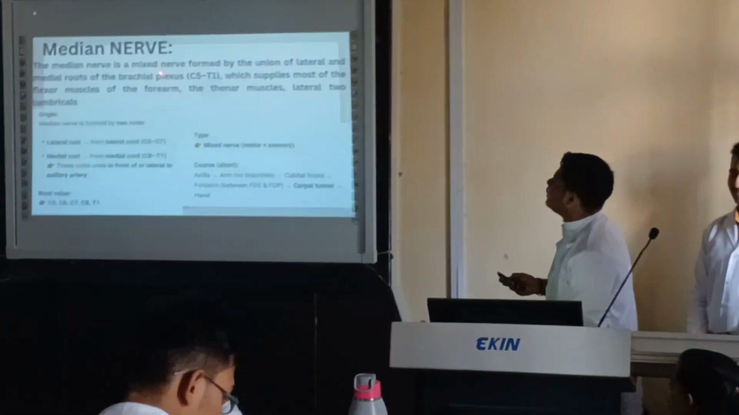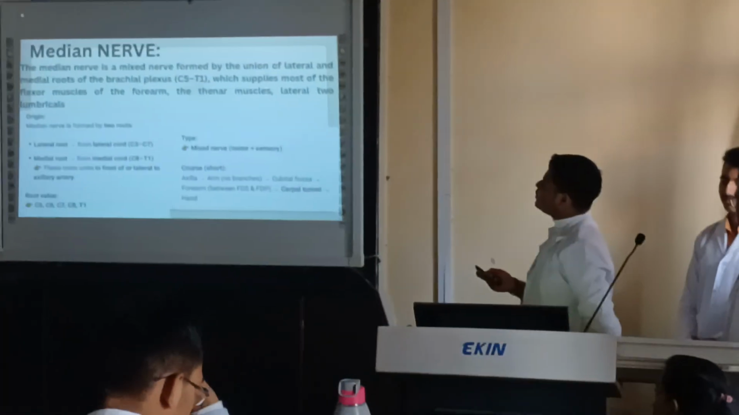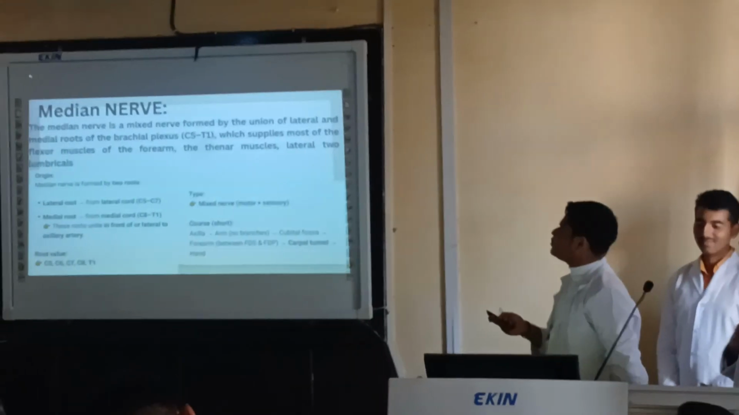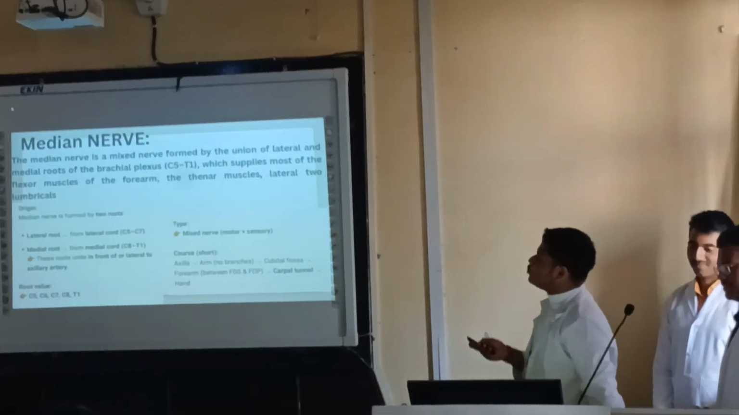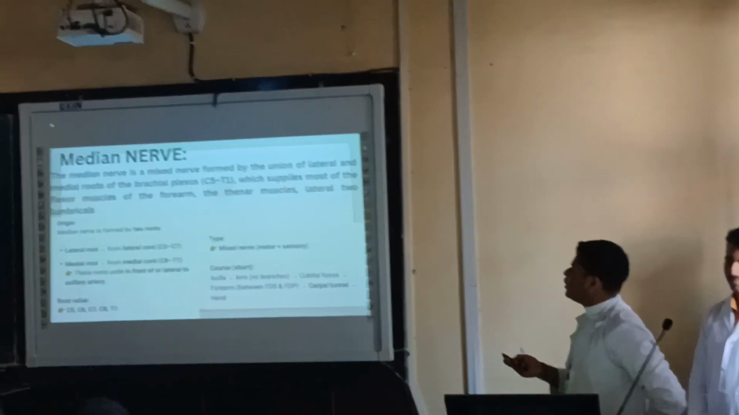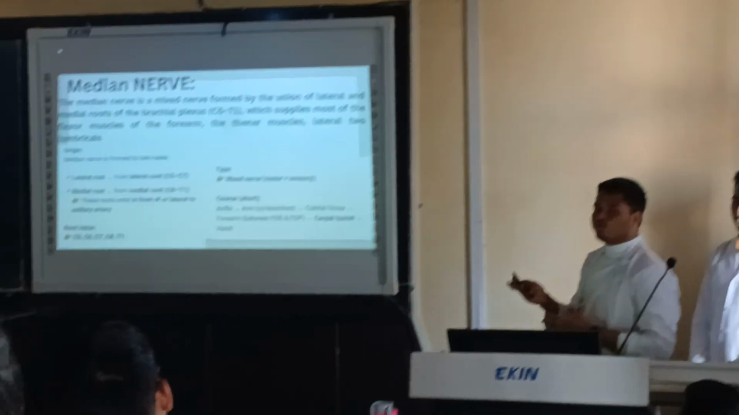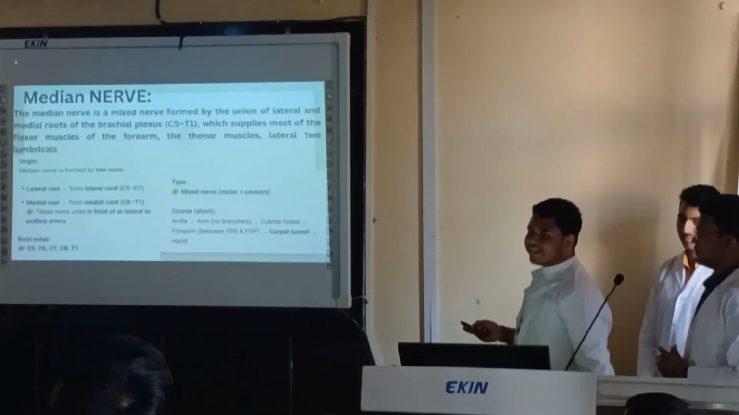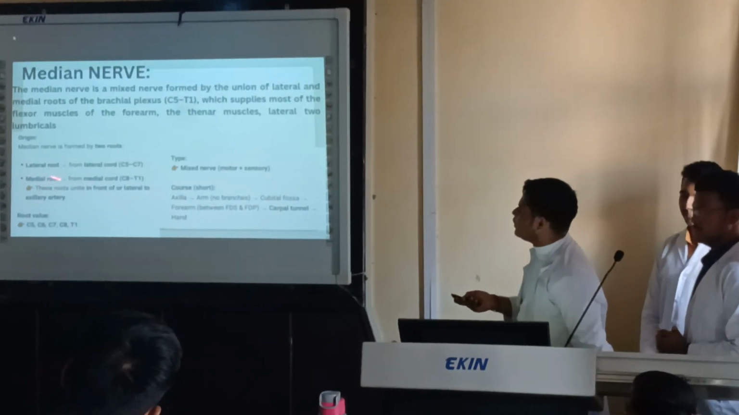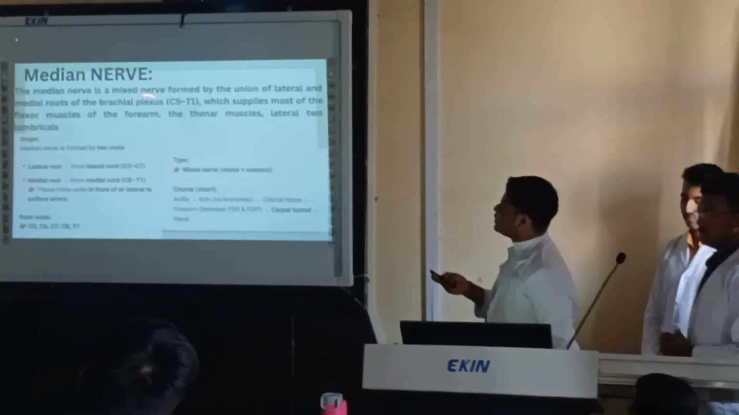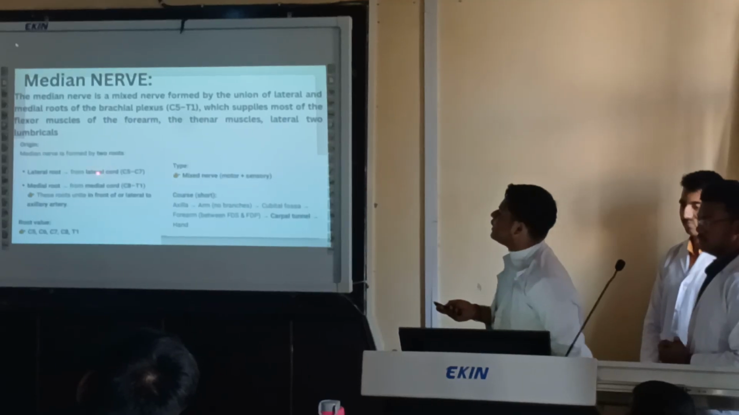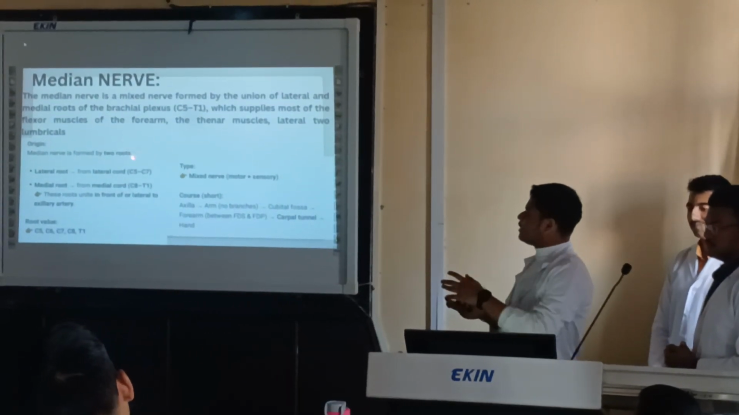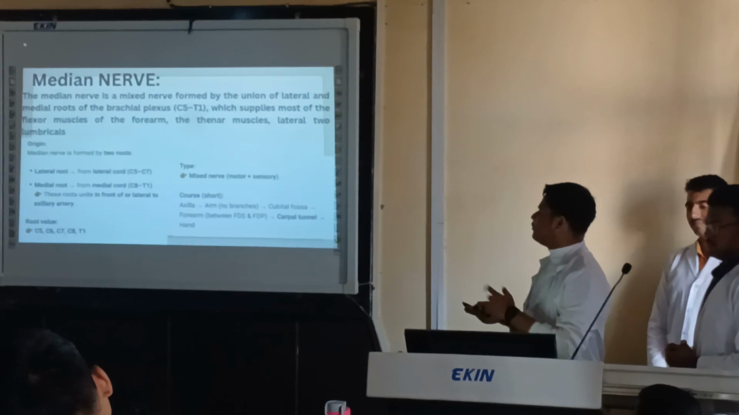Now we come to the median nerve. It is a mixed nerve formed by a union of lateral and medial roots of the brachial plexus from C5 to T1, which supplies most of the flexor muscles of the forearm, the thenar muscles, and the lateral two lumbricals. We have discussed earlier that it arises from the lateral root and medial root, that is, the lateral cord and medial cord. The lateral cord arises from C5 to C7, and the medial cord arises from C8 to T1.